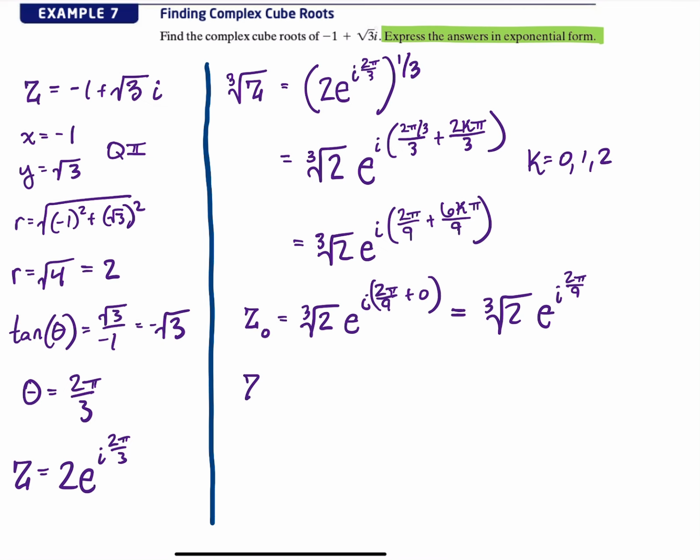All right, let's find our next root. So this will be cube root of 2 times e to the power of i times 2 pi over 9 plus our first 6 pi over 9. So we'll just be adding 6 pi over 9s each time. So that looks like 8 pi over 9. So this would be cube root of 2 times e to the power of i 8 pi over 9.